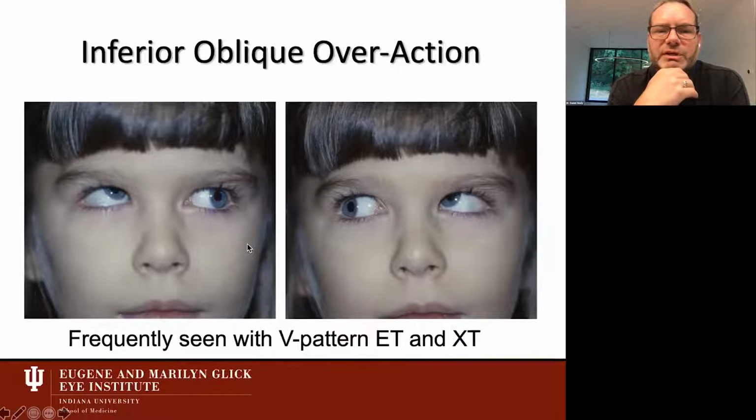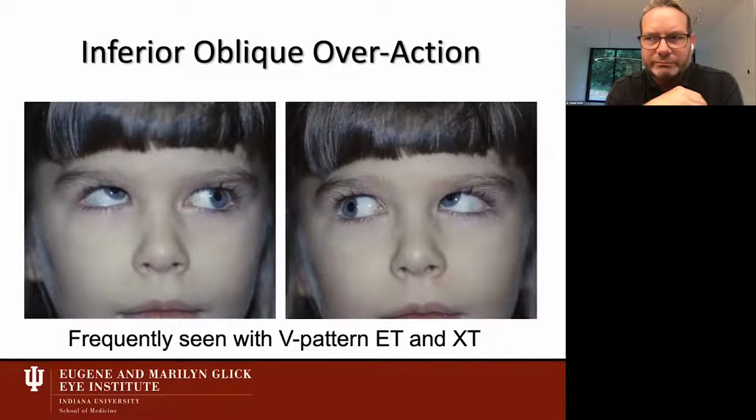This question: is an AV pattern considered comitant because the angle of deviation changes in different gazes? Well, if you have an AV pattern, I think automatically that is incomitant, right? Comitant would mean that the deviation is the same in all directions. But if you have an A or V pattern, your deviation is not the same in up gaze and down gaze.